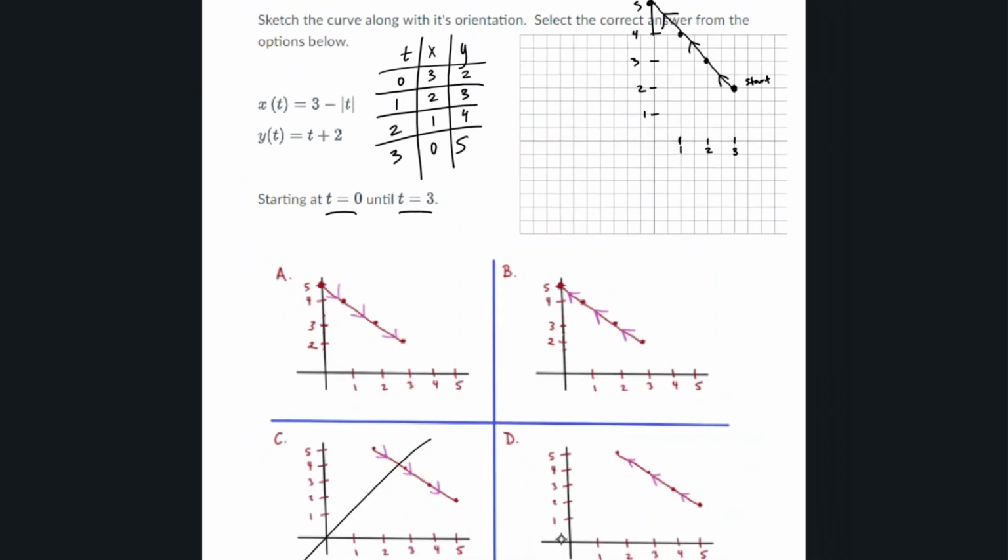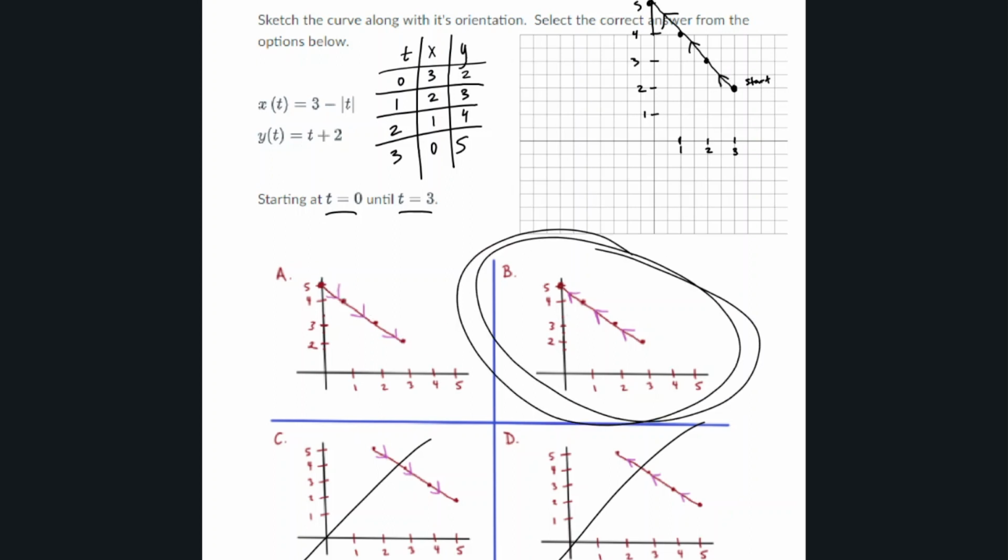Well, C and D are out. They don't even hit the y-axis. They're skewed off. But the difference between A and B is A starts high and goes low, but we know we started low and went high. So B would be our answer choice.